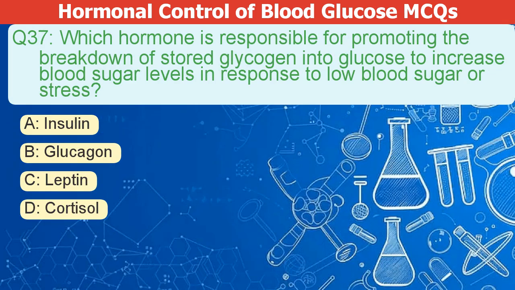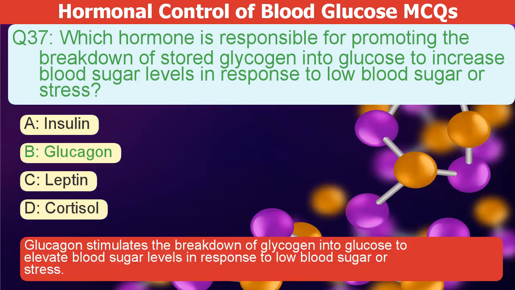Which hormone breaks down stored glycogen into glucose to raise blood sugar when it's low or during stress? A. Insulin. B. Glucagon. C. Leptin. D. Cortisol. The correct answer is B. Glucagon stimulates the breakdown of glycogen into glucose to elevate blood sugar levels in response to low blood sugar or stress.